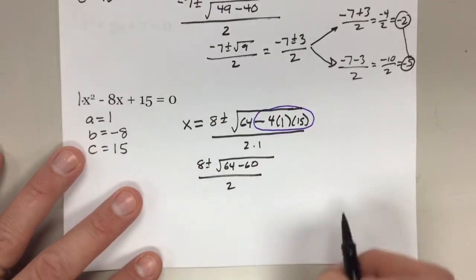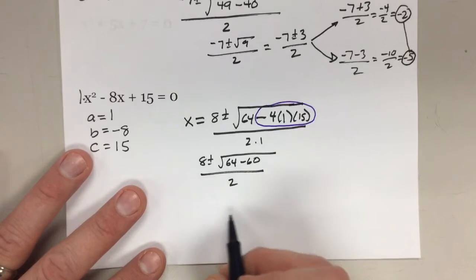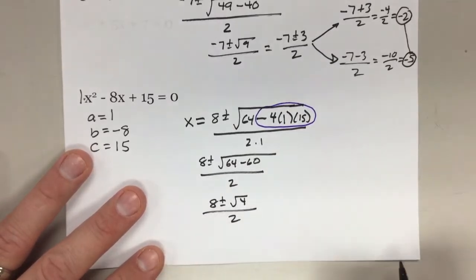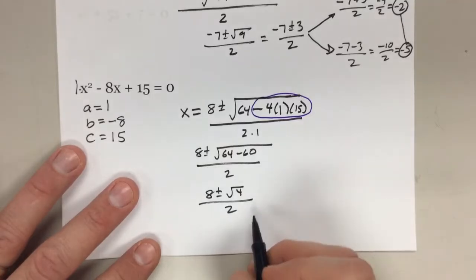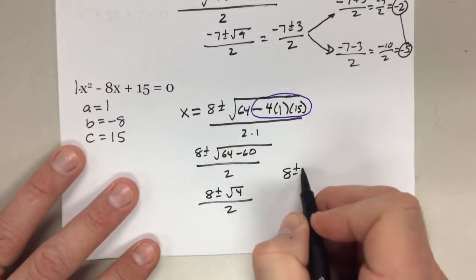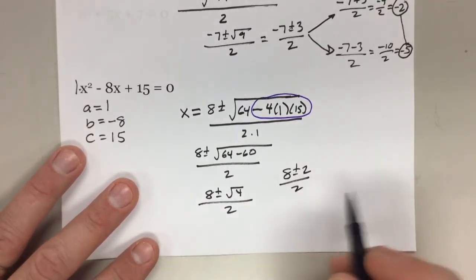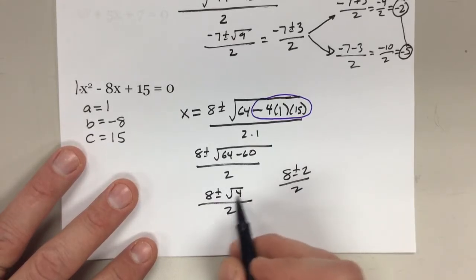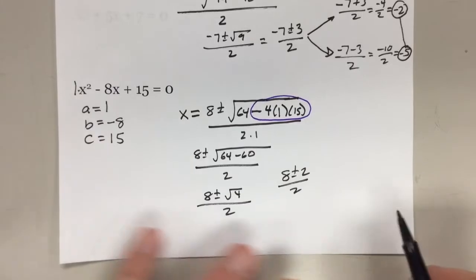And 2 times 1 is 2. So 64 minus 60 is 4, and the square root of 4, of course, is 2. And I don't have to worry about the negative square root of 4, or the square root of 4 is also negative 2 because there's a plus or minus in the equation.